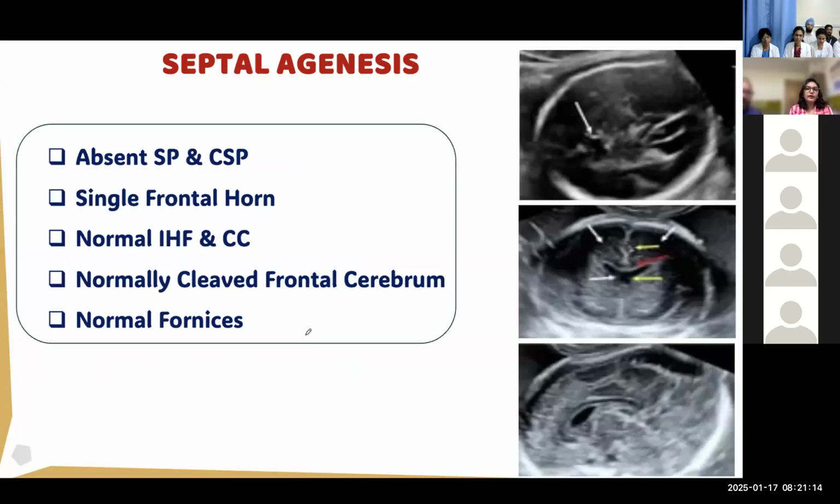The important components of septal agenesis are absent CSP and septum pellucidum with a single fused frontal horn of the lateral ventricle, along with a normal interhemispheric fissure and normal corpus callosum, with cleaved frontal cerebral lobes and normally appearing fornices.